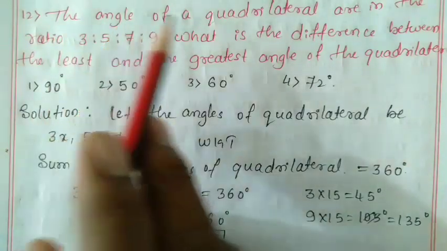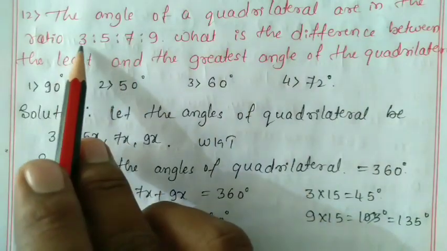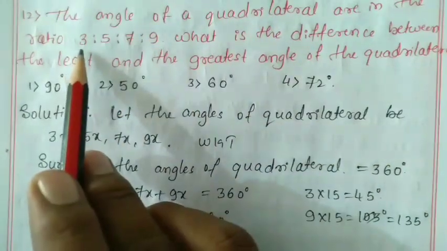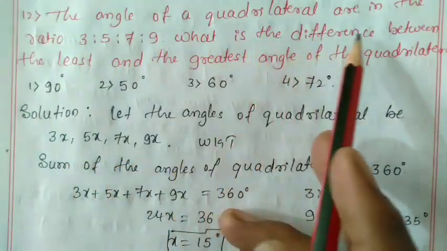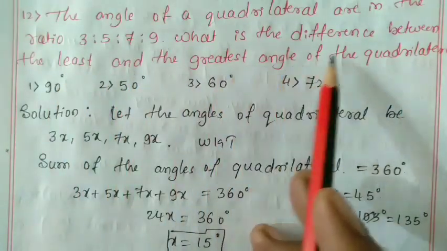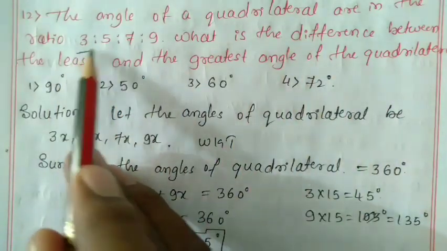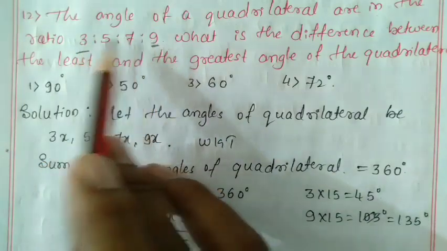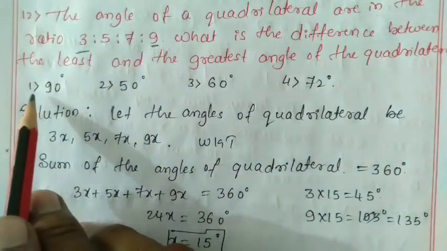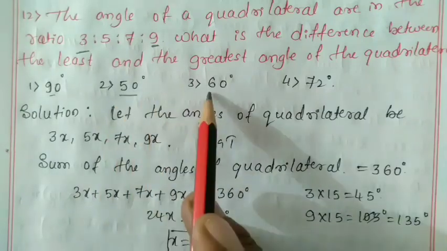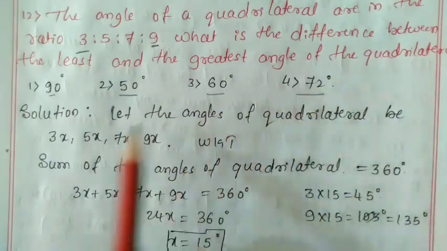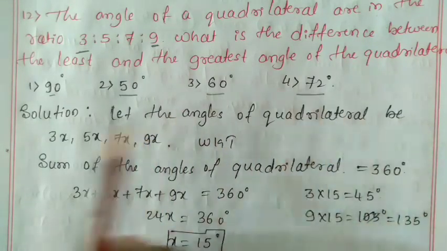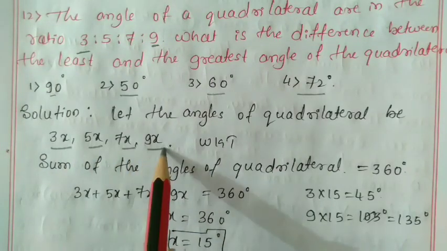So next, question number 12. The angles of a quadrilateral are in the ratio of 3:5:7:9. What is the difference between the least and greatest angle of the quadrilateral? You can find the difference between these two angles. The options are: first one is 90, second one is 50, third one is 60, fourth one is 72. You don't know the angles, so you can consider the angles of the quadrilateral to be 3x, 5x, 7x, 9x.